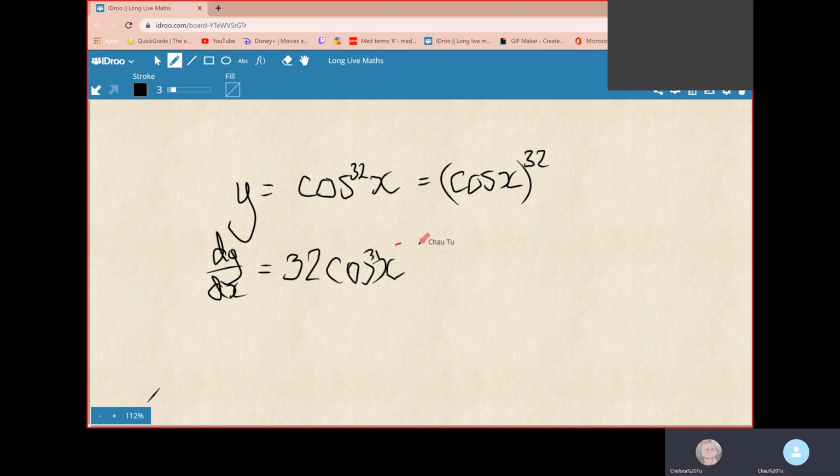You've got to times with the derivative of the bubble itself. Minus sine x. And then you're done, right? I think it's easy. Brilliant. Okay. Anyway, how do you tidy this up?